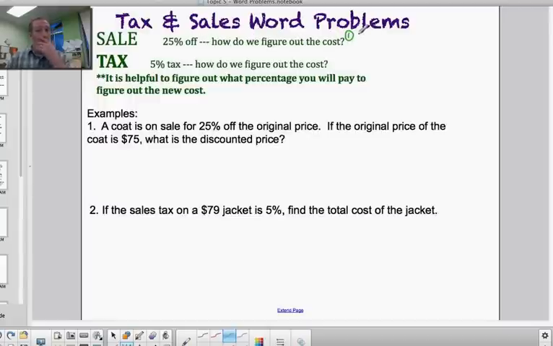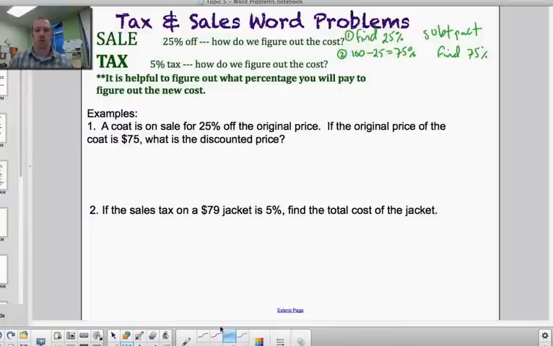Well, one way would be to find 25% and then subtract. So you find 25% and then subtract that off of the original price. The other way would be to calculate what you end up paying. So normally it's 100% of the price, you minus 25, and that gives you 75% is what you end up paying. And then just find the 75%.